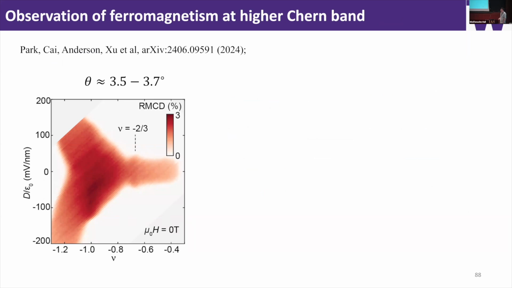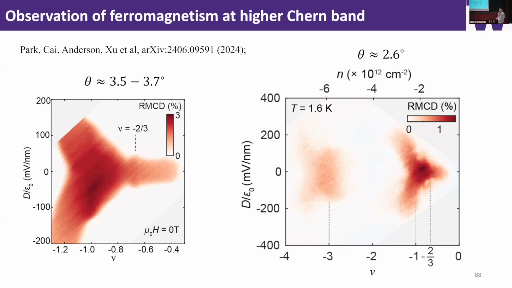What I highlight here are these magnetic circular dichroism measurements. When you see a non-vanishing MCD signal, it basically means we have ferromagnetic order. Now I'm going to extend these measurements to higher filling factors. What I highlight in this part up to filling factor -1 is basically the same as I showed you, but then we extended the measurement to filling factor -3.